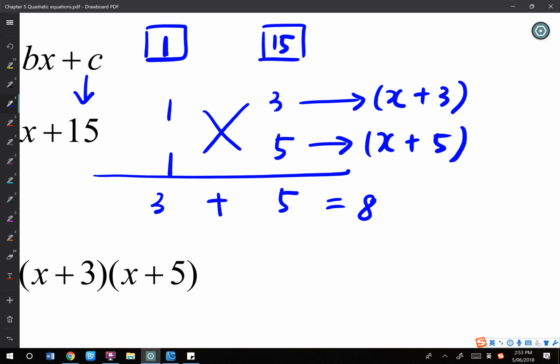For 15, except 1, 15, 3 and 5, what other combination can give me 15? 1 times 15 will give me 15. 3 times 5 will give me 15. What other things can have 15 as well? Negative 1 and negative 15. Also negative 3 and negative 5 can give me 15. So those 2 places is actually 4 pairs I can put there. But I want to see which one will give me an 8. I will use that pair.